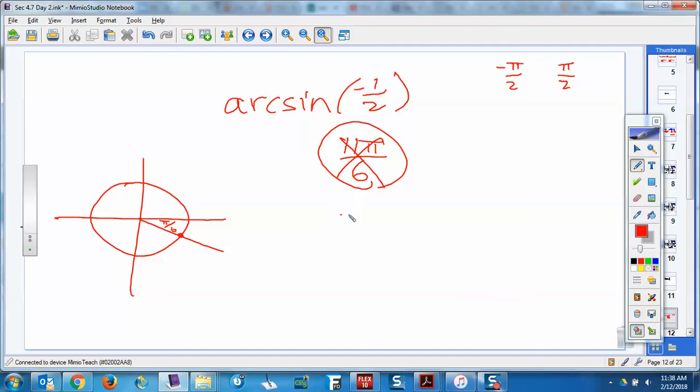It is negative pi/6, right? 11 pi/6 would be going this way. So the answer needs to be negative pi/6. If you did it in degrees, you'd have negative 30. If you typed it in your calculator, you weren't supposed to.